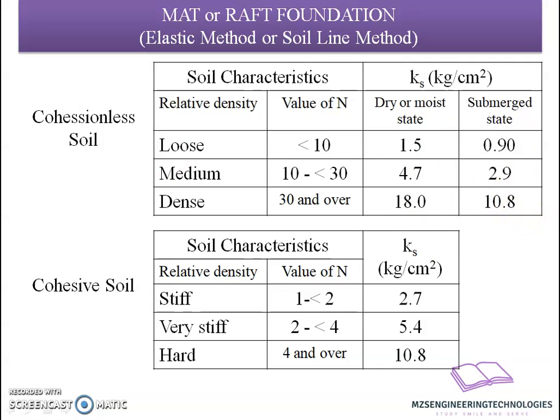In the same fashion, for cohesive soil, based on soil character, Ks values have been recommended. In the case of cohesive soil, the consistency is measured in terms of stiff, very stiff and hard. In the case of stiff, if the value of N is between 1 and less than 2, then 2.7. If it is greater than 2 and less than 4, it is 5.4. And in the case of hard, over an SPT number of 2, the Ks value recommended is 10.8. All of this which I have shown here is recommended in the IS code.